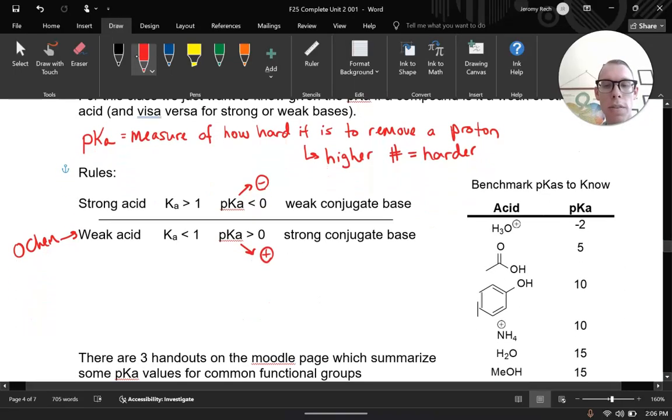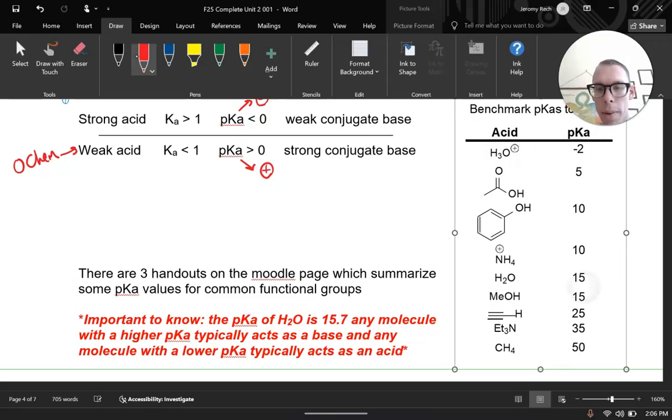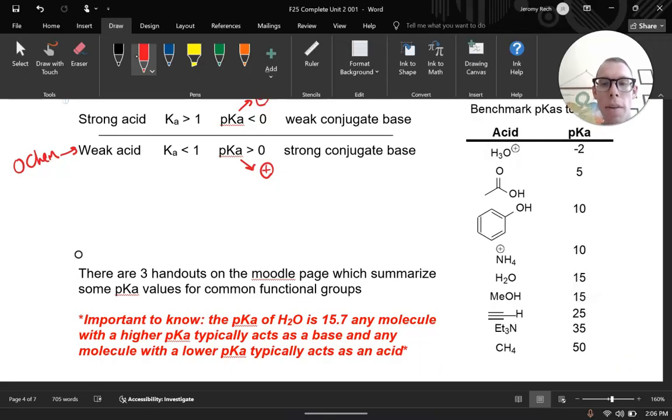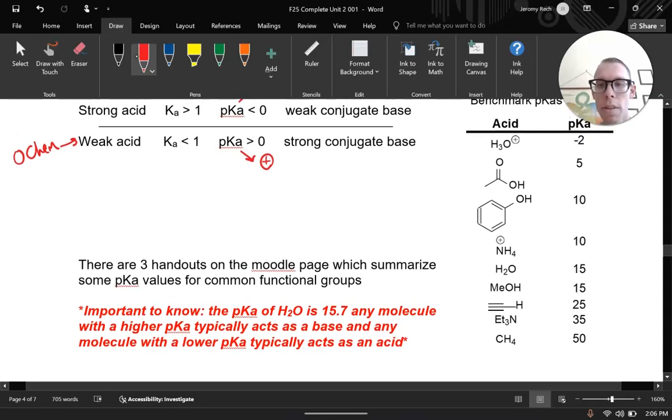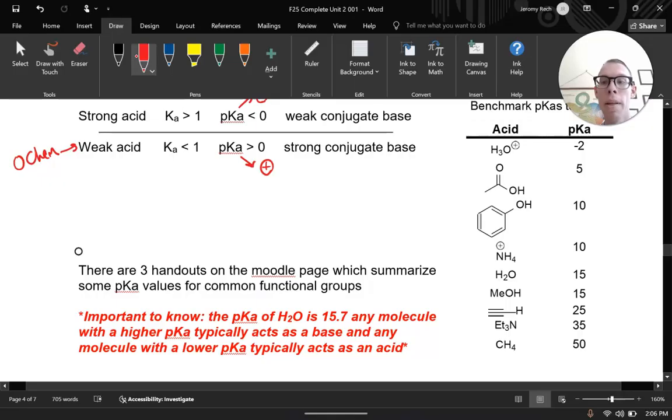There are a bunch of different tables in Moodle that have a bunch of different pKa values. Here are some of the most common ones that you'll see. The pKa of your hydronium, which is our original acid that we were talking about back in Gen Chem, is -2, meaning it's going to be really easy to remove that proton.